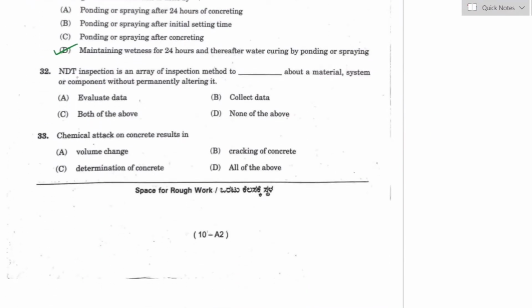Question number 32. Non-destructive testing inspection is an array of inspection methods to evaluate and collect the data about a material, system or component without permanently altering it. So both these options are correct. Option C is the right answer.